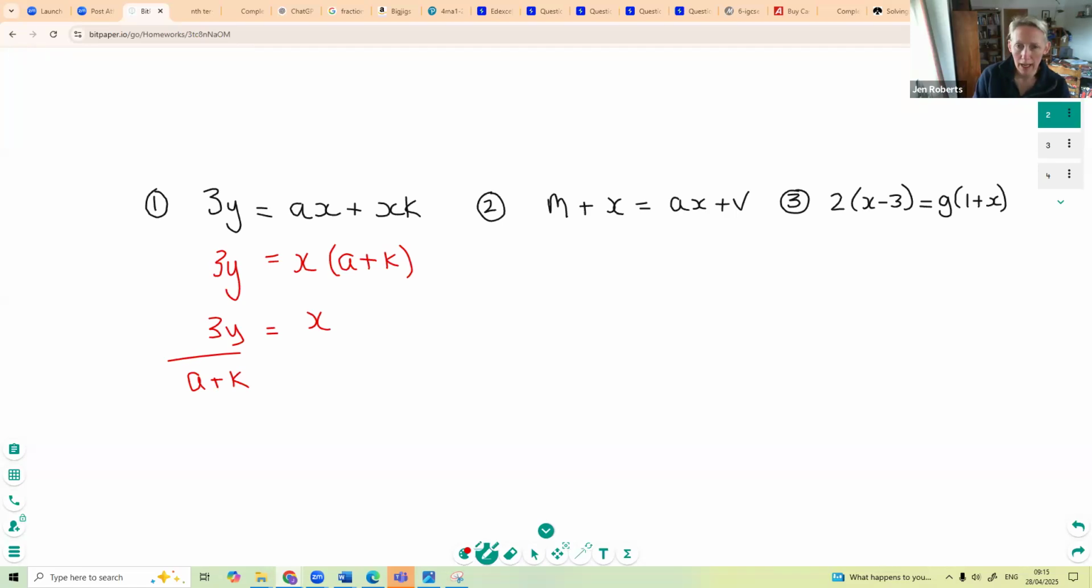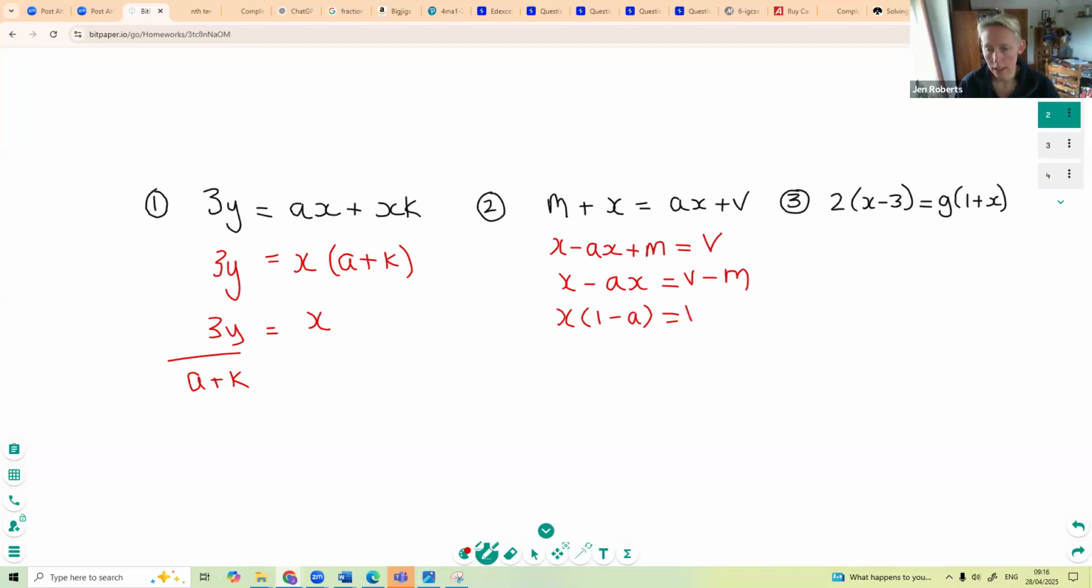Second one, I'm going to bring my X onto the left-hand side by taking an AX off both sides first. Just rearrange my order a bit here, but that doesn't really matter. That's a plus M, it stays as a plus M. But I do want to bring that on the other side, so I'm going to take a M from both sides. Factorize. Some people have a little bit of trouble factorizing this, but you can see X is common to them both. X times 1 is X. And then divide both sides by 1 minus A.